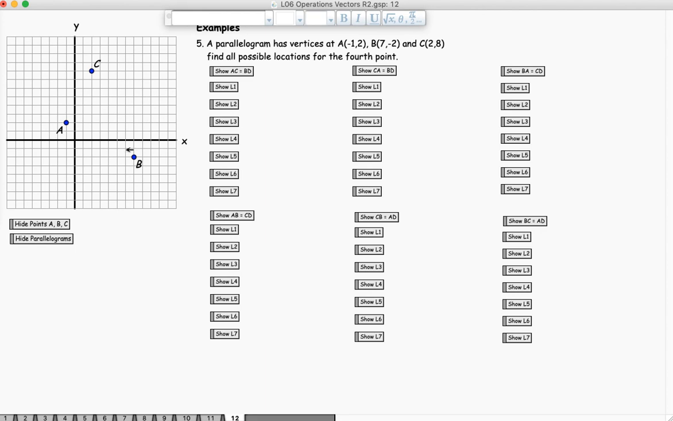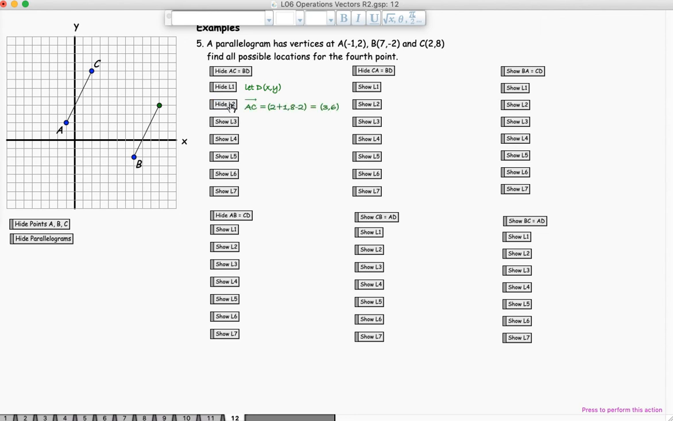So I'm just going to do these one at a time. I'm now going to say, let's translate B in the same direction as A to C. So let's show that. So there is C, B translated in the same direction. How can you figure out the components of that point? So let D be x, y.